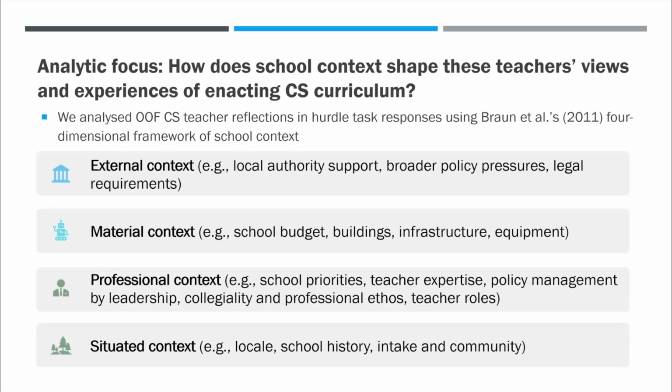Professional context, such as school priorities, the teacher expertise themselves, policy management by leadership, collegiality, and professional ethos, as well as teacher roles. And then finally, the situated context, where the school is located in space, where it's located in time, maybe the history of the school, as well as the influence of the intake of students and the community it resides in. I'll hand over to Julie.